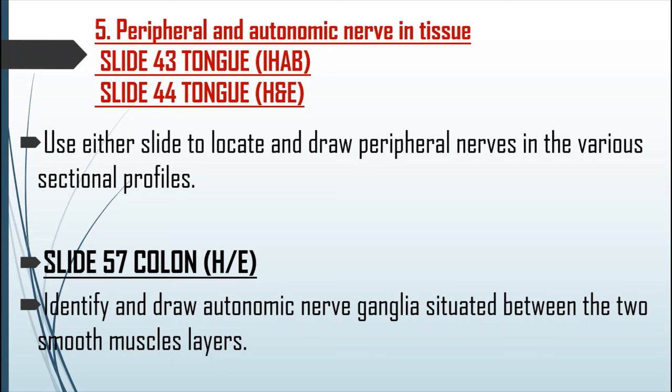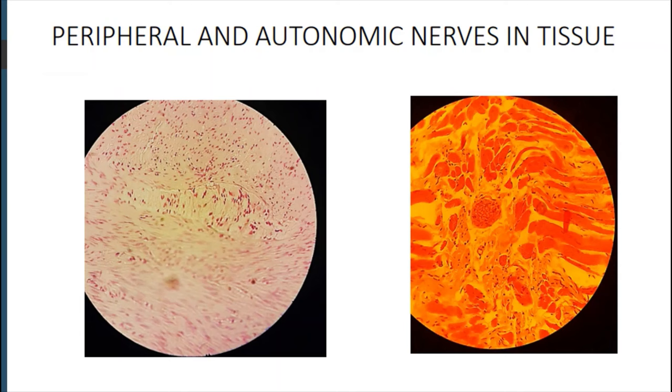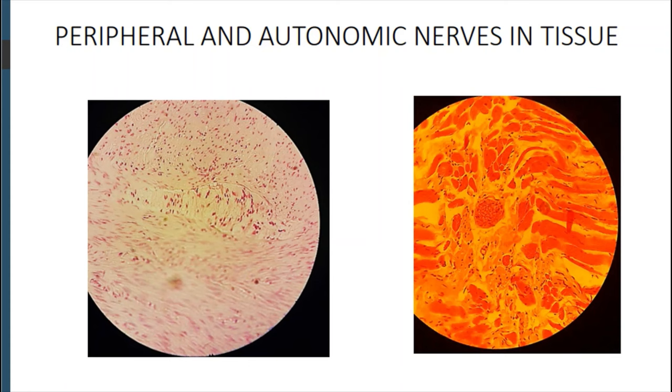Let's move on now to the peripheral nerves and the autonomic nerves. And we're going to look at it in the tongue and in the colon. So now let's look at the peripheral nerves. This slide here, this is the colon. And this is the tongue. So we'll demonstrate the peripheral nerves in the tongue and in the colon, which are the autonomic nerves.